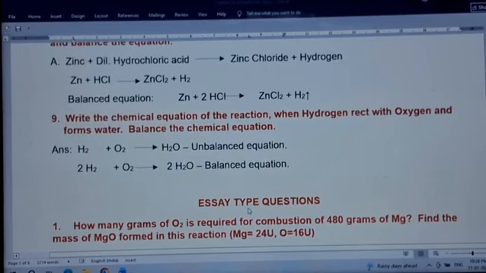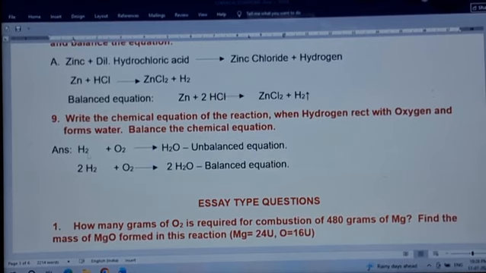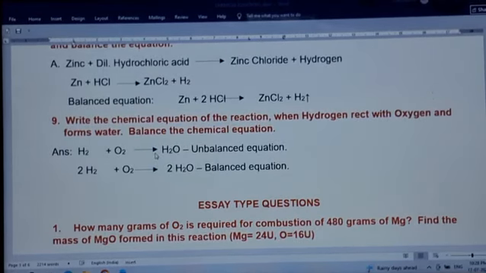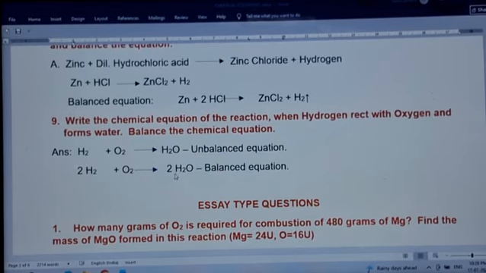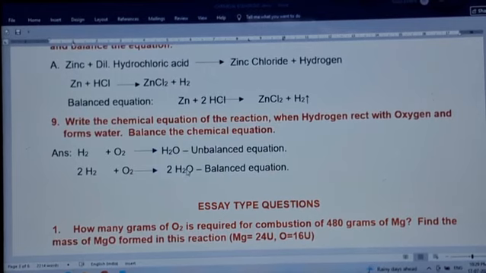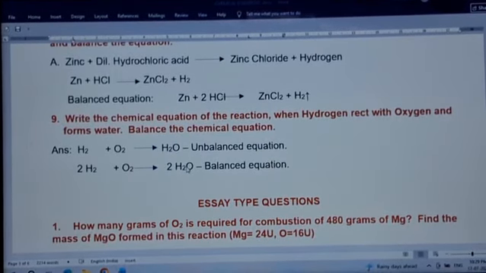Ninth question. Write the chemical equation of the reaction when hydrogen reacts with oxygen and forms water. Balance the equation. See, hydrogen is reacting with oxygen to form water. It's an unbalanced reaction. So when you balance it, here hydrogen 2, here hydrogen 2, okay. But oxygen 2 here, oxygen 1 here. So you have to multiply it by 2. When you take 2 as coefficient here, hydrogen becomes 4. So you have to take 2 more here, 2 twos are 4 here, 2 twos are 4 here. 2 oxygens, 2 oxygens. So it is a balanced reaction.